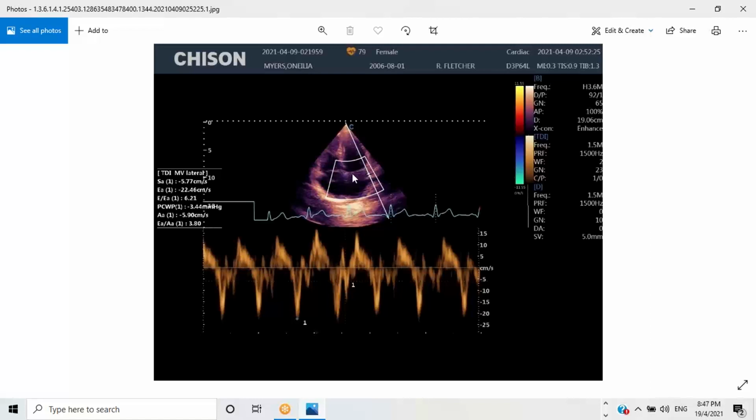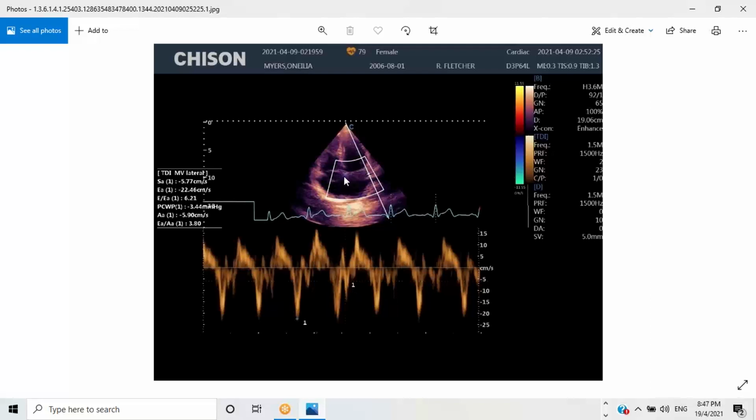Okay, so you do the tissue Doppler imaging, the medial mitral annulus and also the lateral mitral annulus. You get the same thing though. You get an S prime because the annulus is going to move upwards in systole, and you also get two diastolic components, an E prime and an A prime.